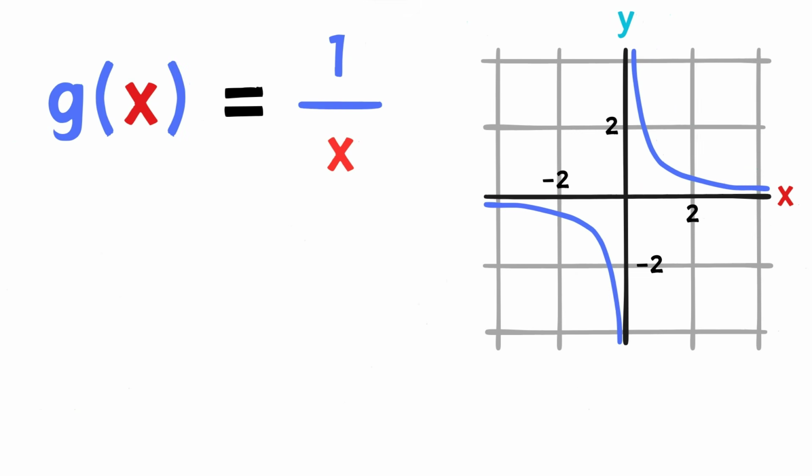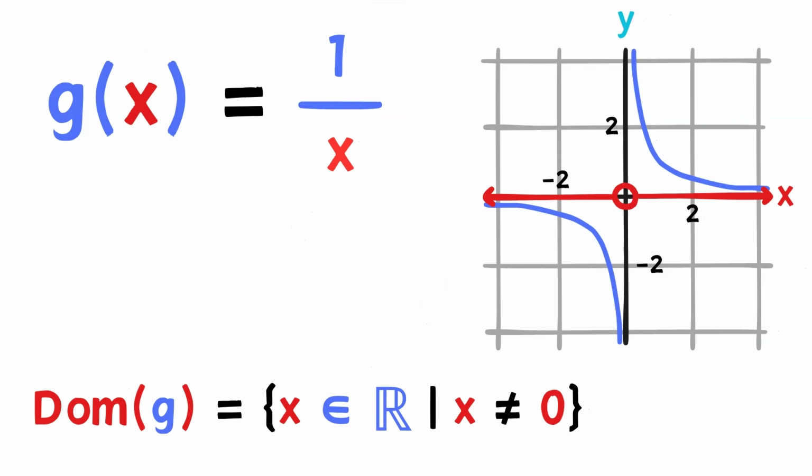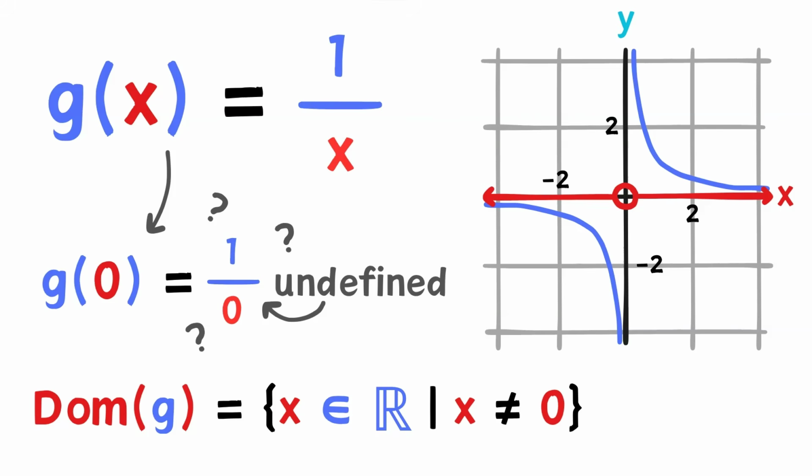Another example of the importance of domain and range is the function 1 over x. This function, g of x, has a domain of any real number other than 0. If you try inputting 0, you get 1 over 0, which is undefined. So when using functions, it is important to make sure you are keeping everything within the domain and range.